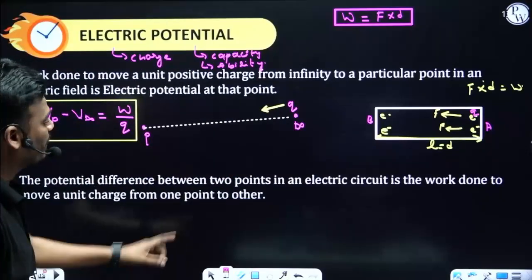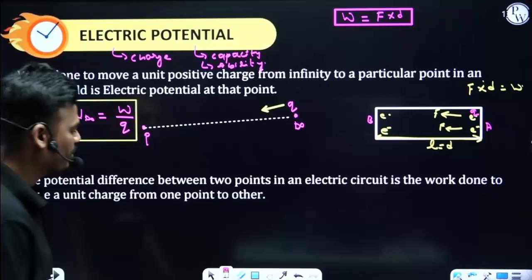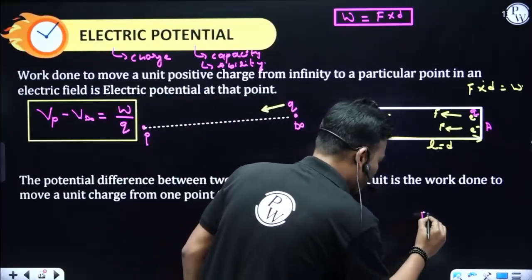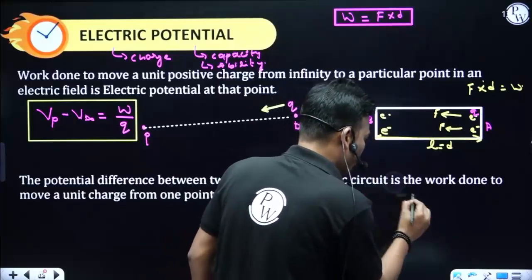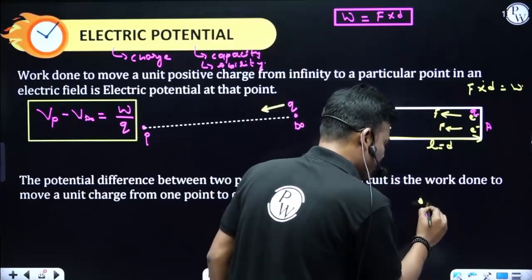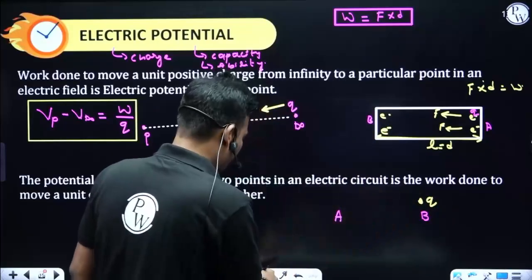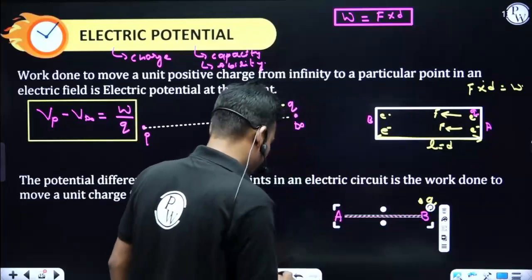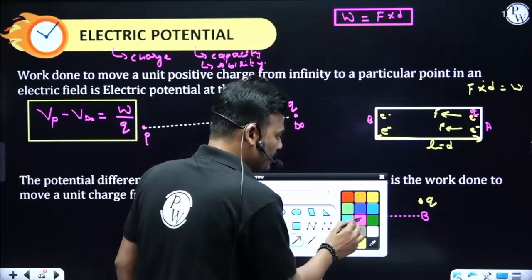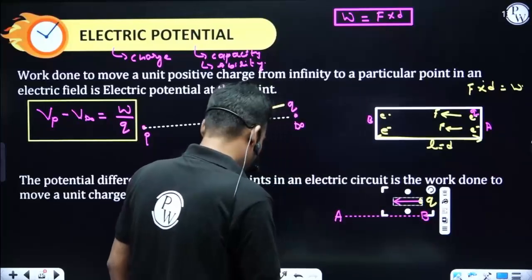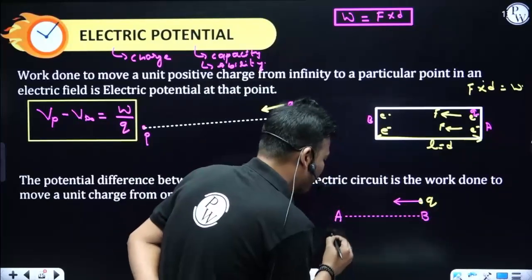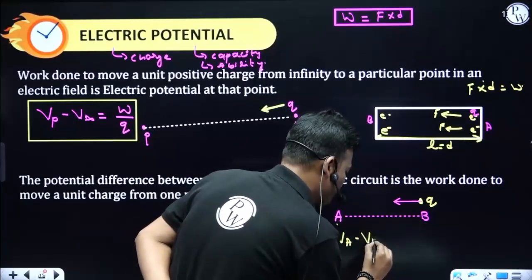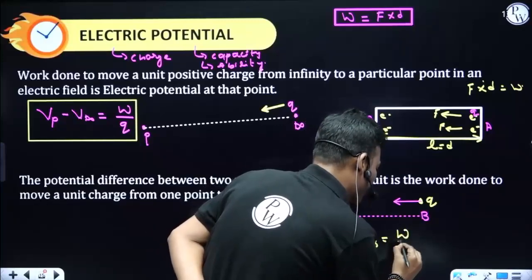So how to define this? The potential difference between 2 points in an electric circuit. Let me decide 2 points, point A and point B, and the charge is at point B. Let's consider a point charge. This is the initial position, and this is the distance or length between the 2 points, and the charge is moving towards A. So finally the charge is here. Therefore, initial position minus final position, what can I write? VA minus VB equals work done per unit charge.